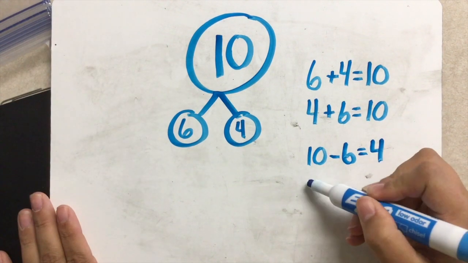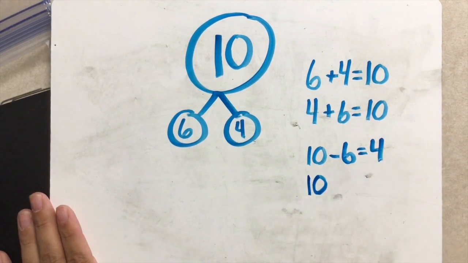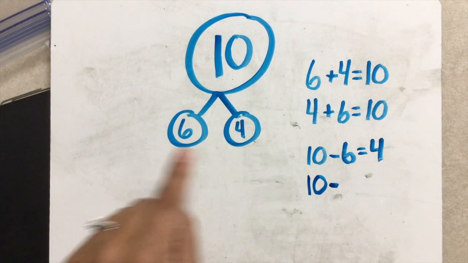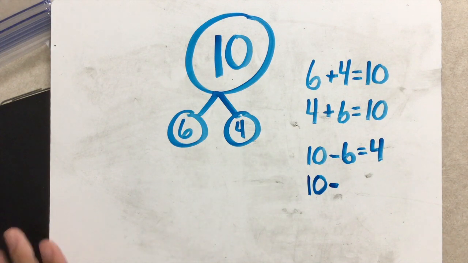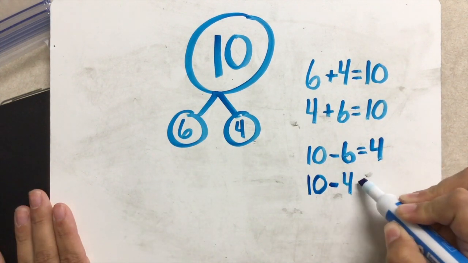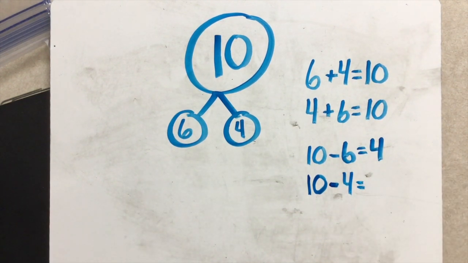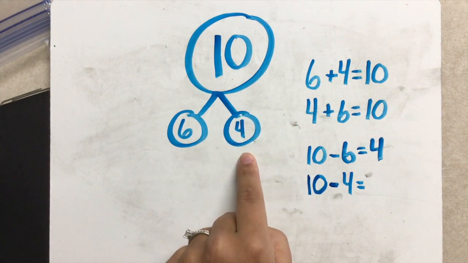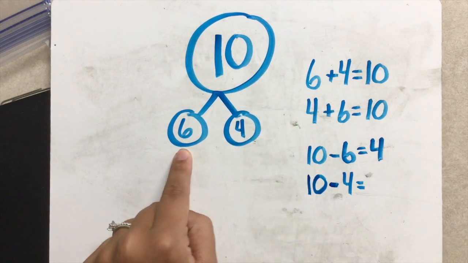10. I'm going to start with 10 again, only this time instead of taking away 6, I'm going to take away the other part. I'm going to take away 4. Can you figure out what my answer would be? Let's look at what number is left. 10 minus 4 is going to equal 6.